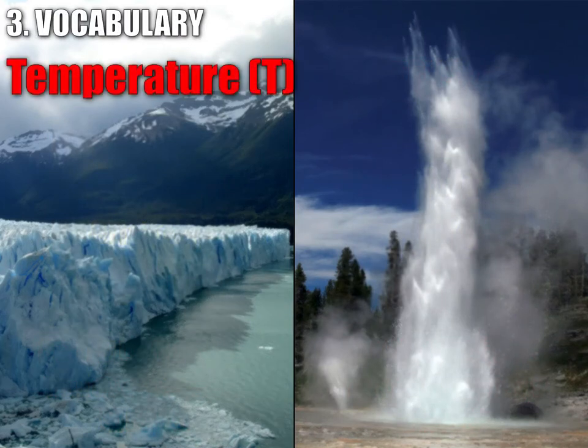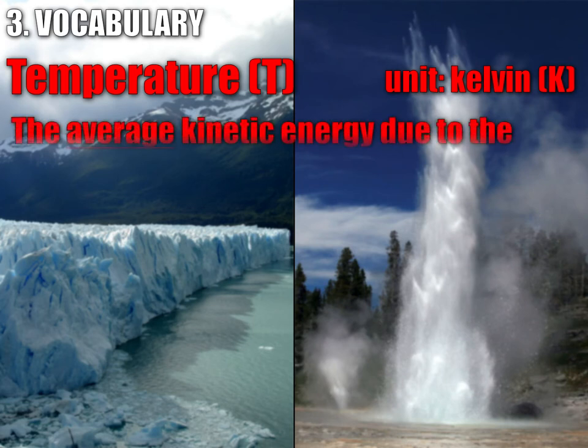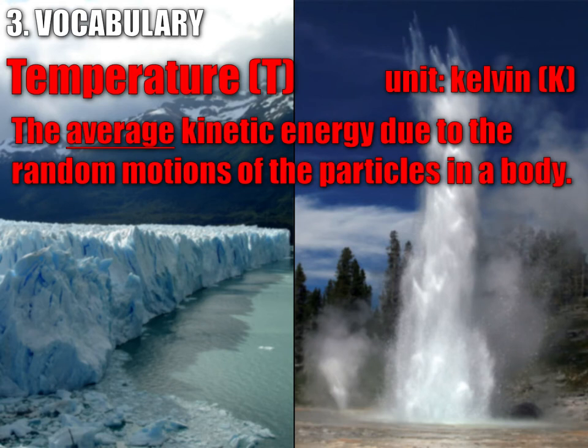Temperature is abbreviated with a capital T, and the unit of temperature, the International System Unit, is the Kelvin. And here's the definition of temperature. It's the average kinetic energy due to the random motions of the particles in a body. Like we just said, in an object with a high temperature, the molecules will have more kinetic energy than an object with a low temperature. When we say average, it's simply because inside the object, molecules are moving at all different speeds. And so we're just going to take an average of all the kinetic energies of all the molecules in the body.